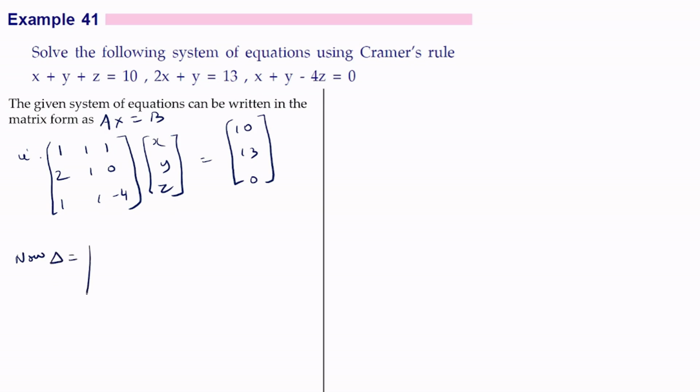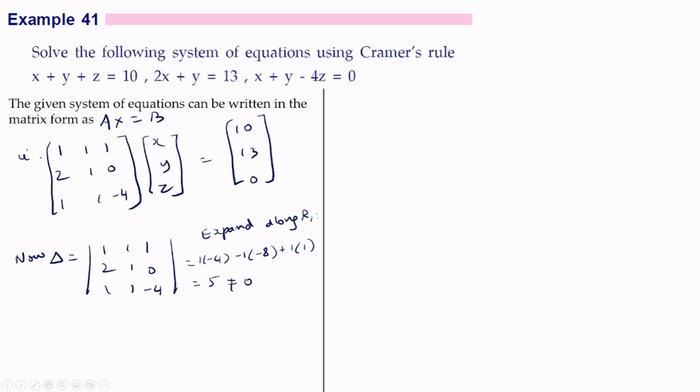Now delta is equal to the determinant of 1, 1, 1, 2, 1, 0, 1, 1, minus 4. Let us expand along R1. So it is 1 into minus 4, minus 1 into minus 8, plus 1 into 2 minus 1, which is 1. So this is 8 minus 4, which is 4, plus 1, which is 5. So delta is 5. This is not equal to 0. Hence the given system of equations is consistent and it has a unique solution.